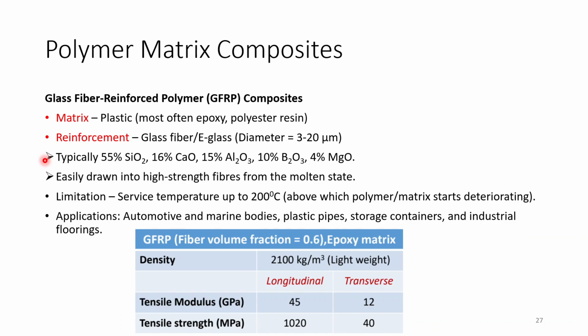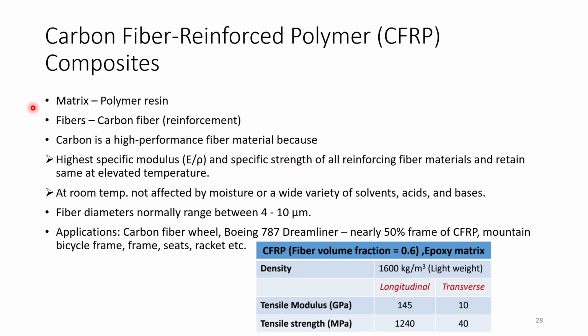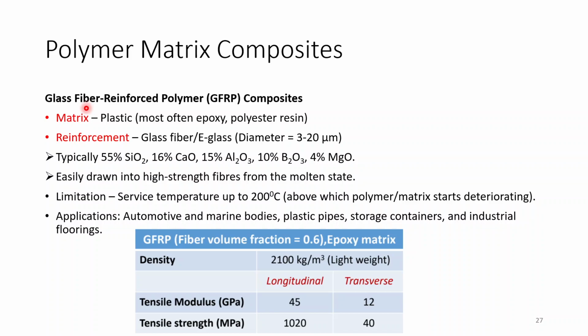And then you have polymer matrix composites. In this case you have glass fiber reinforced polymer composites. So this is one of the types. Other type is carbon fiber reinforced polymer, which we'll talk about next. In the glass fiber case, your reinforcement is glass fibers. Matrix will be made of plastic, most often epoxy or polyester resin.